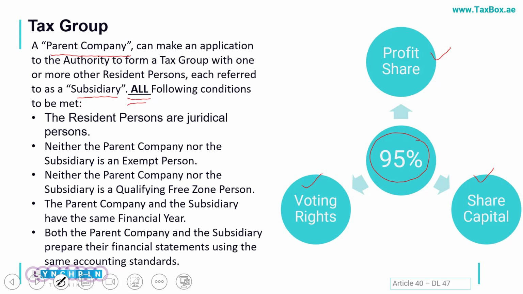to you now. Both should be legal entities, which means that all the group entities should be juridical persons. They must be incorporated. They cannot be individuals, cannot be clubbed with the group companies. Neither the parent company nor the subsidiaries can be exempt entities. None of them should be from qualifying free zones. Their financial year across all the group companies has to be the same. Their financial statements should be using the same accounting standard.